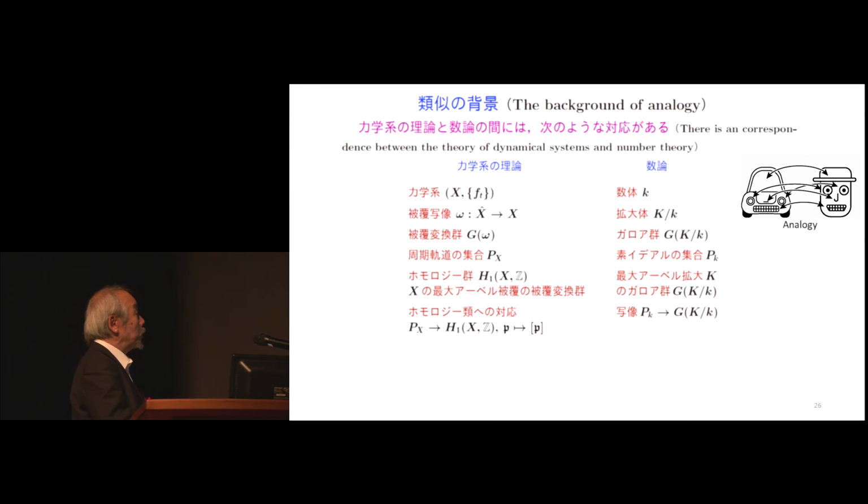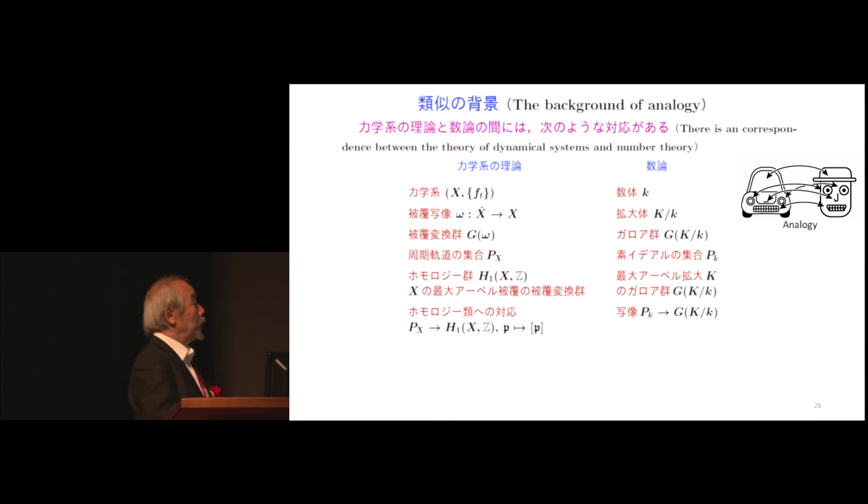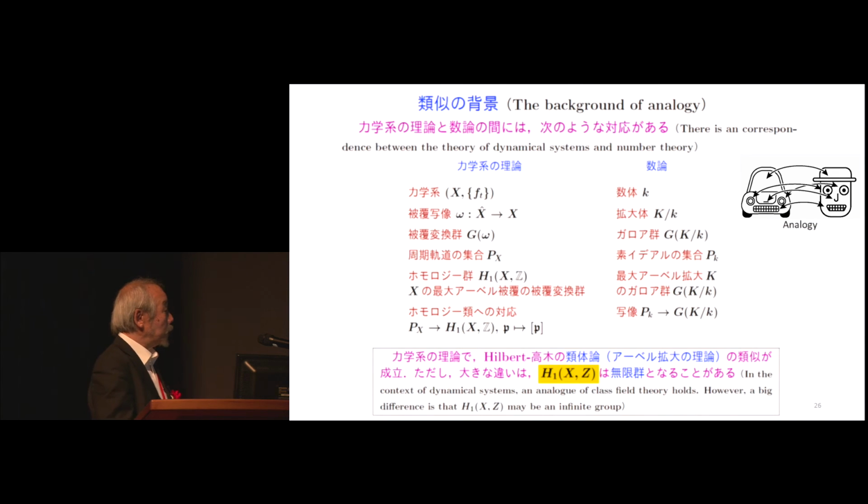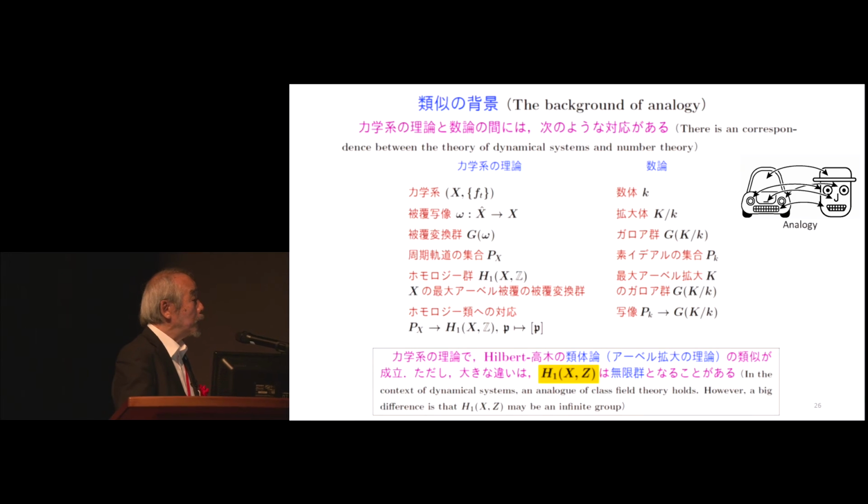At the beginning, I was not convinced, but here is the background analogy between dynamical system theory and number theory. Dynamical system and number field; covering map and field extension; covering transformation and Galois group; periodic orbit sets and prime ideal sets; homology group, with the Galois group or maximal abelian extension of K and the homology's correspondence.